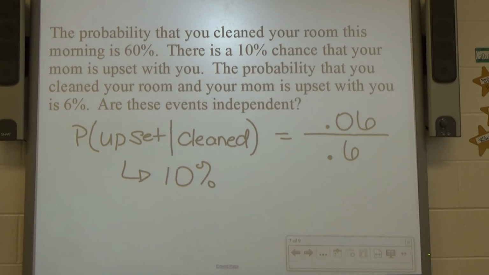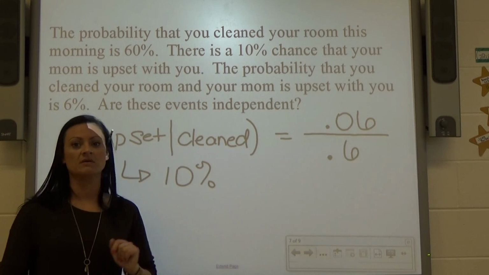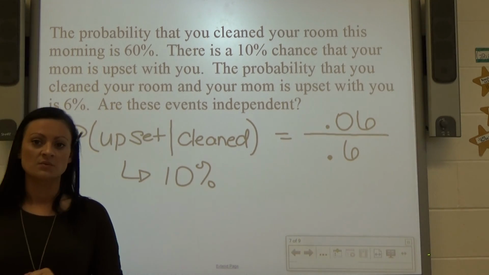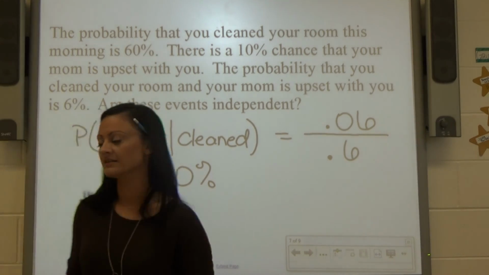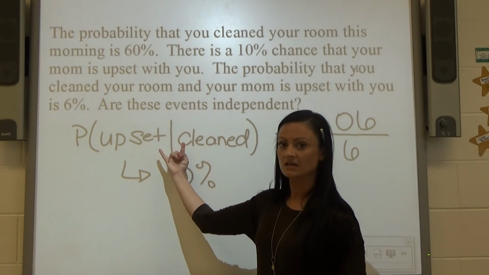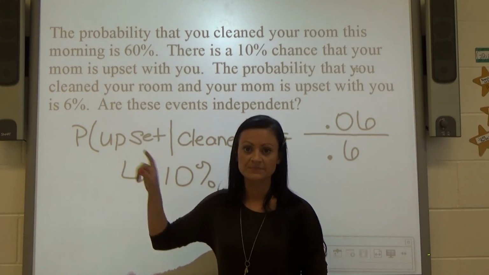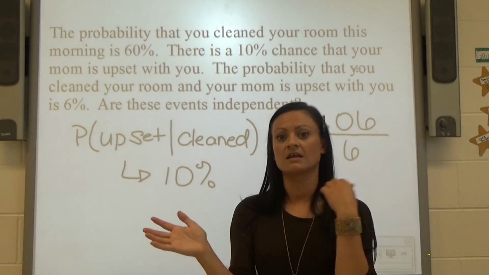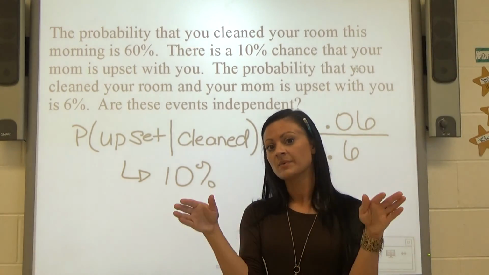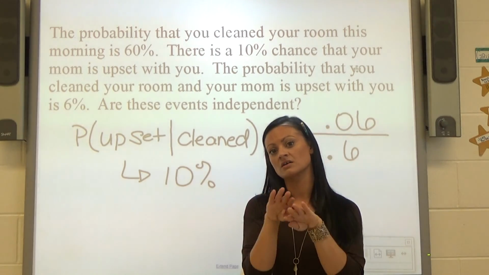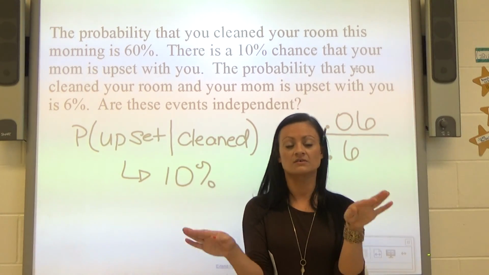So if my conditional probability of my mother being upset with me, given that I cleaned, is 10%, and there's a 10% chance that my mother is upset with me, what that tells me is because my conditional probability is also the same as my mother being upset with me, that my mother being upset and me cleaning my room are independent events. So those two things are separate from each other, and they don't affect one another.